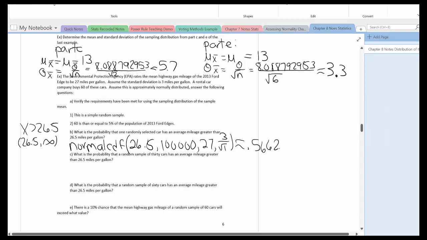Okay, let's take a look at part C. What is the probability that a random sample of 30 cars has an average mileage greater than 26.5? So it's still greater than or equal to 26.5. So what changes here? This is a normal CDF. Still 26.5 to 100,000, 27, and now it's going to be 3 divided by the square root of 30. Putting that into the calculator, you get 0.8193.